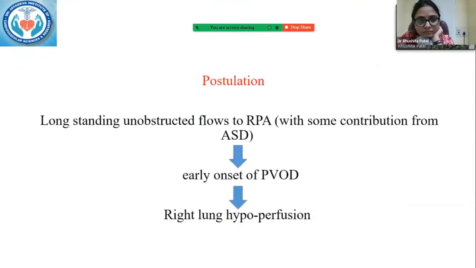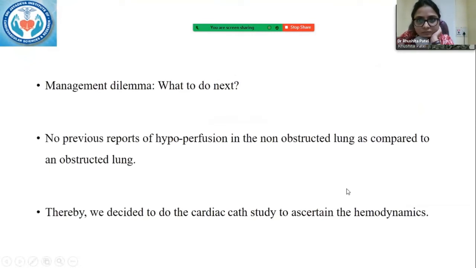We accounted this to long-standing unobstructed flows to the RPA, resulting in an early onset of PVOD and hence the right-sided lung hypoperfusion. We couldn't decide what to do next because there were no previous case reports or studies in which there was hypoperfusion in a non-obstructed lung as compared to an obstructed lung.